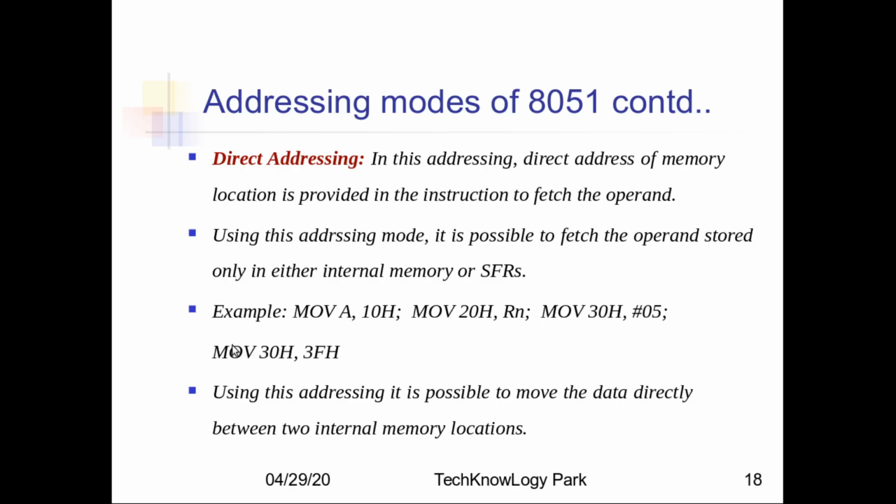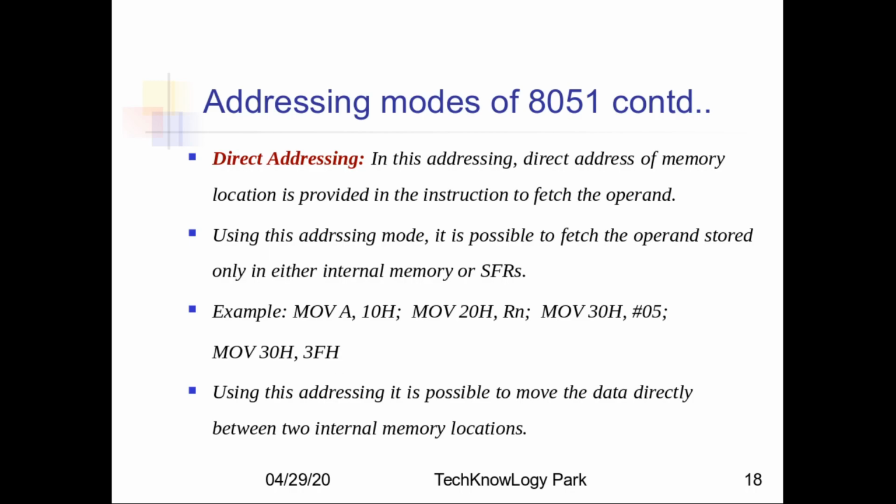And here, a very important thing is that we can even move the content of one internal RAM memory location to another internal RAM location just by using the addresses. Like here, MOV 30H, 3FH. The meaning is move the content of memory location 3F to memory location 30H. So using this addressing, it is possible to move data directly between two internal memory locations. So for direct addressing, you need to remember that the address of the internal RAM or SFR is directly given.